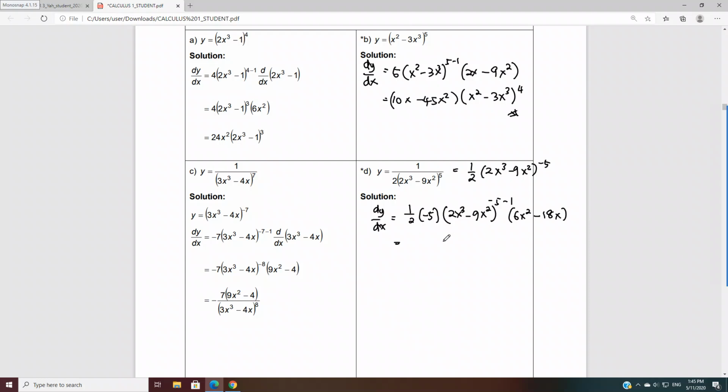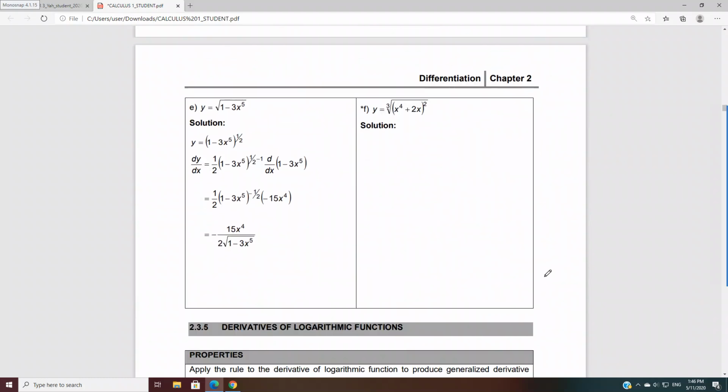Okay, so kita simplify. Dapat negatif 5/2 6x square minus 18x. Yang ni 2x cube minus 9x square to the power of 6. Ataupun kita tulis balik negatif 5 6x square minus 18x over 2x cube minus 9x square to the power of 6. Okay, so yang lain. Yang ni jawapan dia.